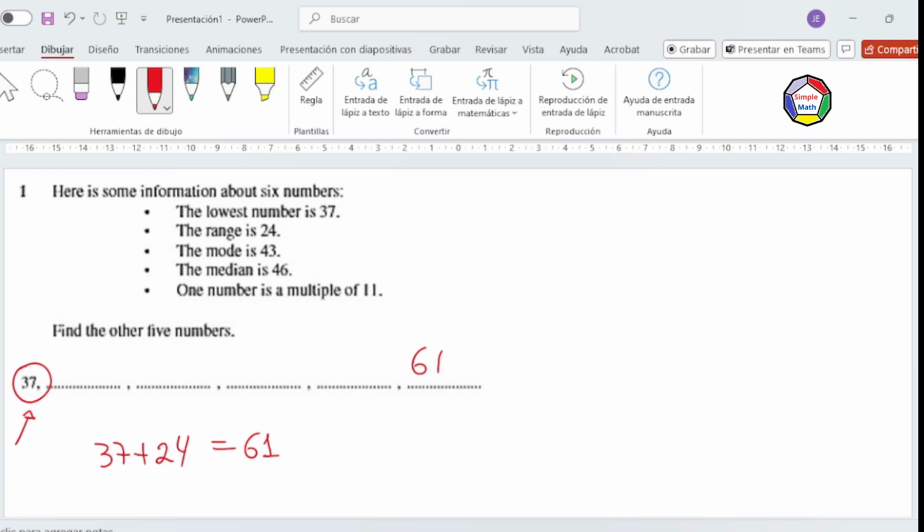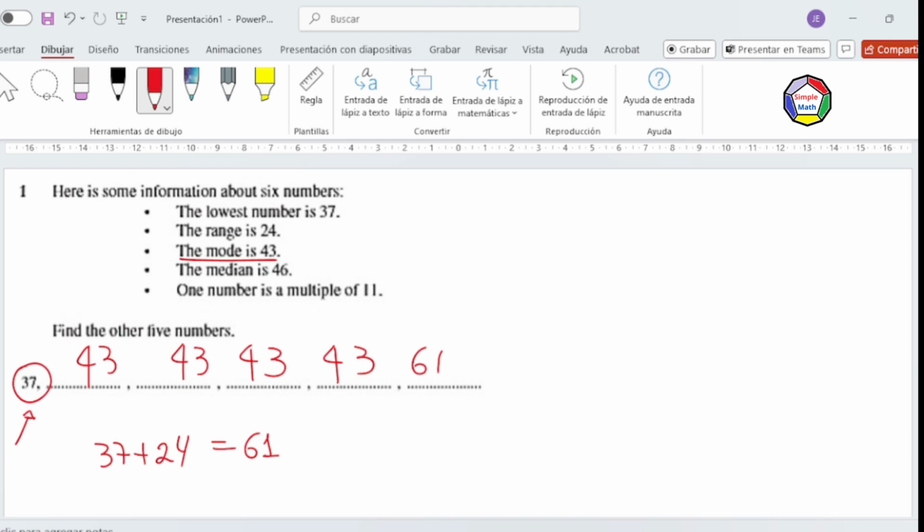The mode is 43. That means it appears at least two times. Why at least two times? Because the mode is the most repeated number. So for me, it is at least two times, or it could be three times or four times. We don't know that, but minimum two times. The 43 must be repeated.